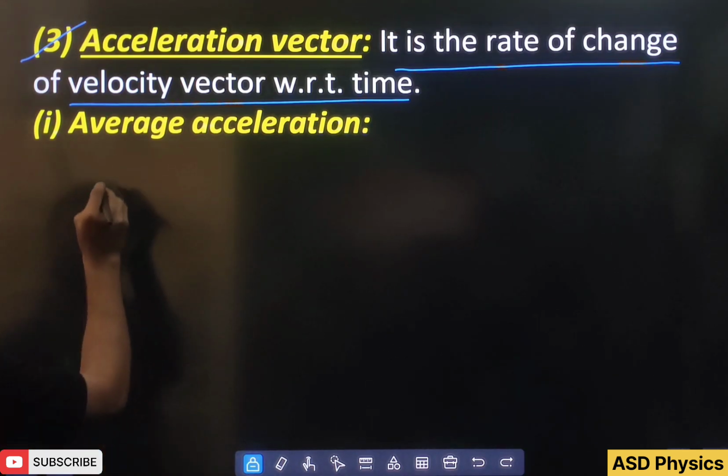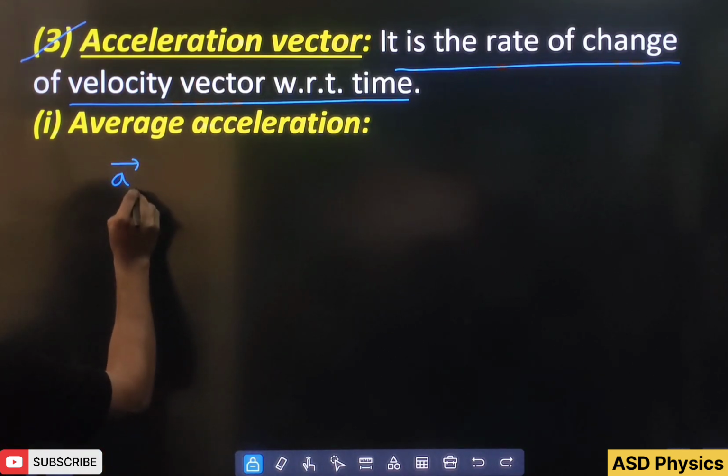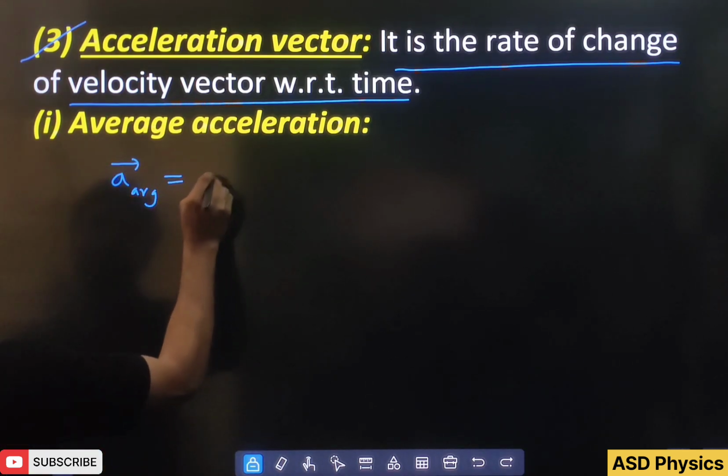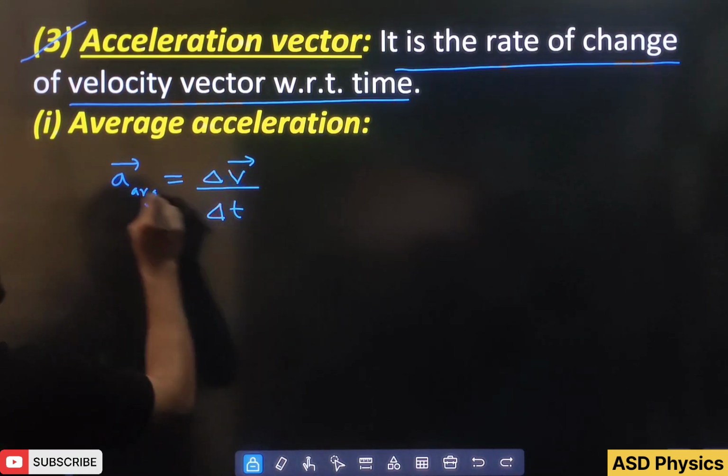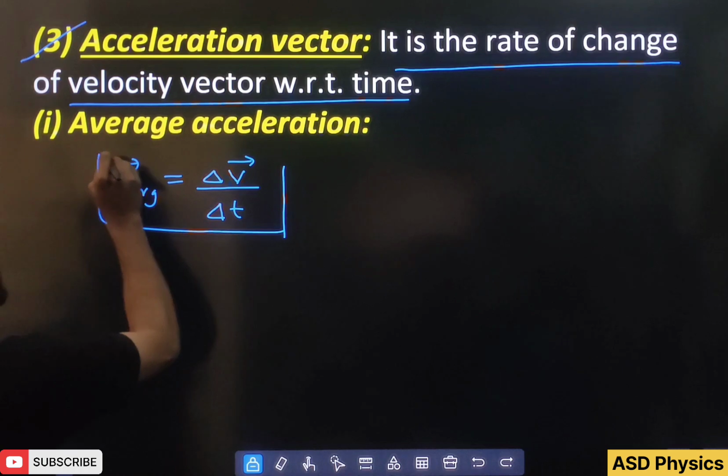Okay, and here I will write directly. See here, this average acceleration is given by what? Delta V by delta t. Now delta V by delta t here.